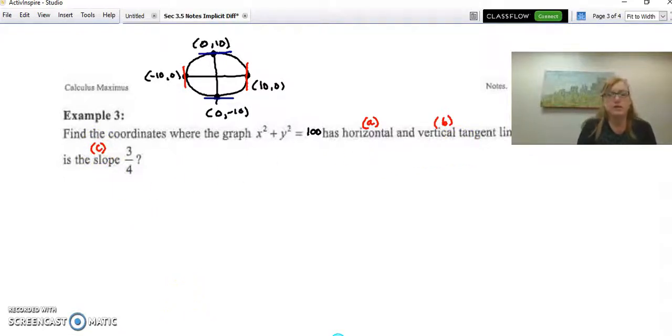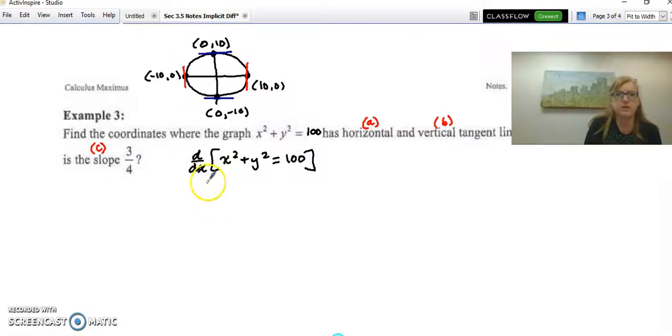All right. Now, the first step in all of these problems, and that's true for A, B, and C, whenever you want to talk about the slope, is to take the derivative implicitly. You do want to make sure that you show that you are taking the derivative and with respect to what variable. And so I usually just go d dx and then do x squared plus y squared equals 100. So that way I can show, hey, I'm taking the derivative with respect to x. And then we do it.